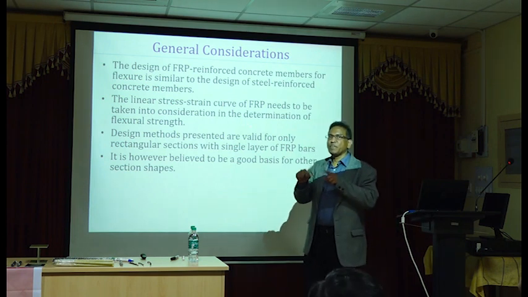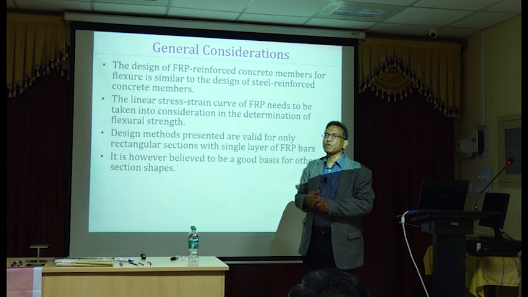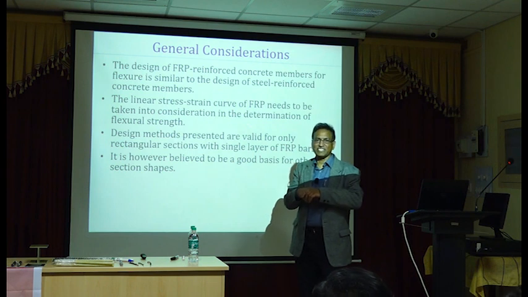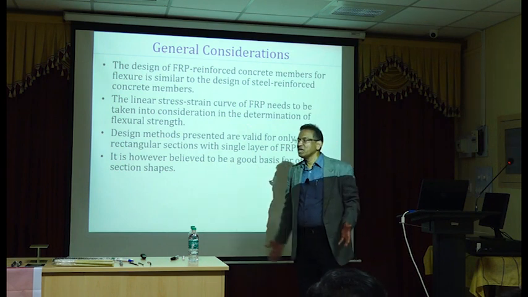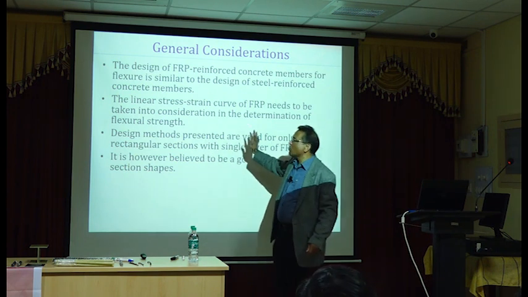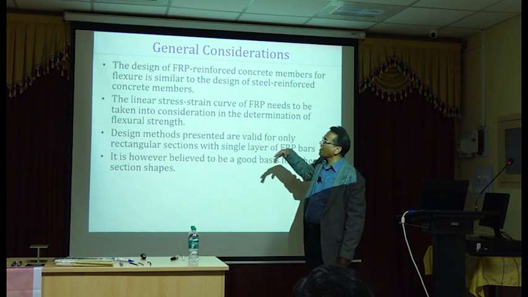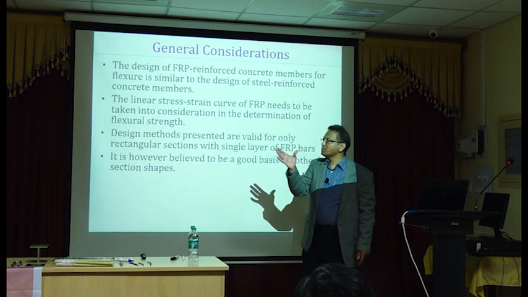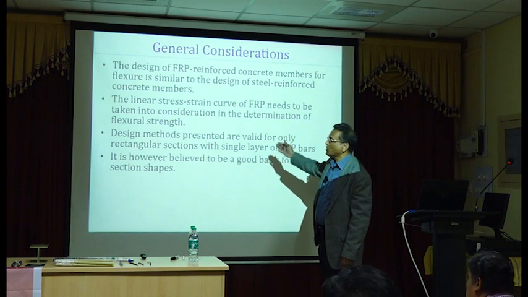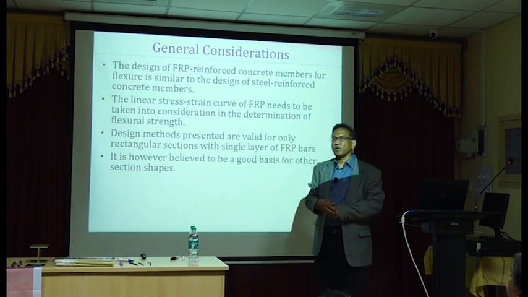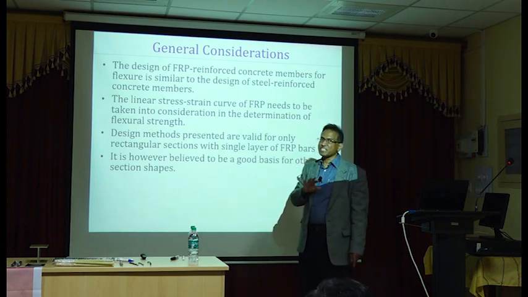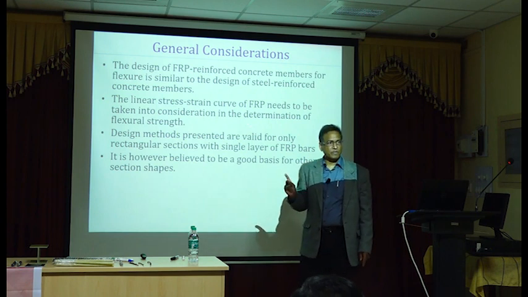And the equations are mostly valid for rectangular sections because they were derived, and the testing, in most cases, is done with rectangular sections, small beams up to maybe 10 meters or something like that, very small beams. So the design equations have been all derived based on small tests with rectangular sections. Therefore the equations are mostly valid for rectangular sections. However, it is possible to use those for other sections like T sections and all, but the test results are not available for that kind of sections.